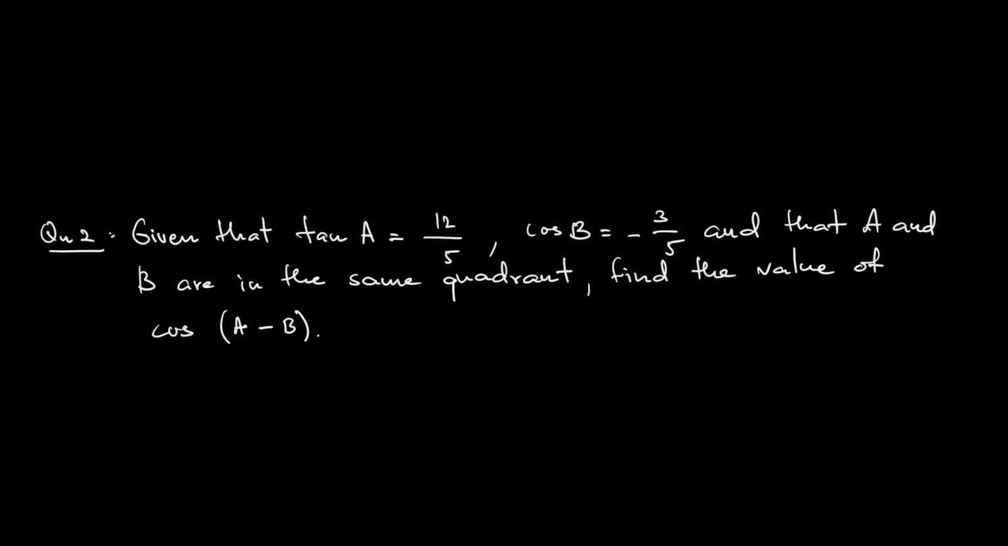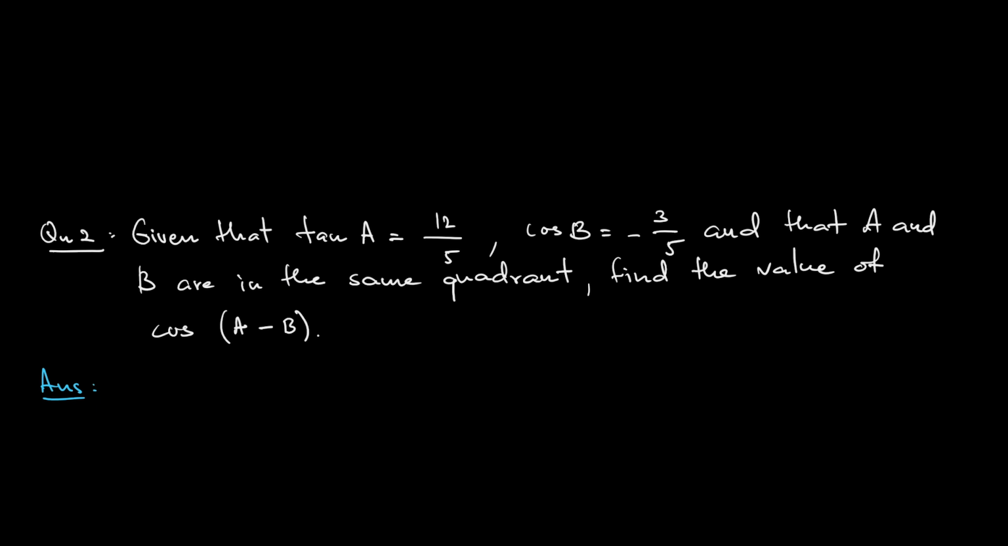Moving on to question 2. Let's read the question together. Given that tangent of angle A is 12 over 5, cosine B is equal to negative 3 over 5, and that angle A and angle B are in the same quadrant, what is the value of cosine of angle A minus angle B? Okay, so let's proceed to solve this trigonometry question together.